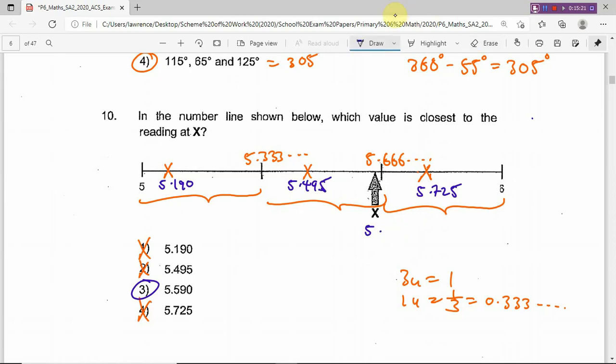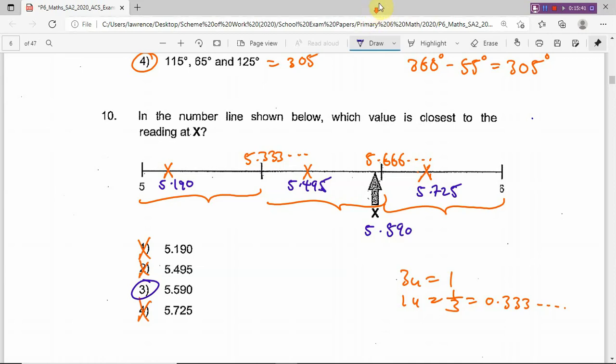So this 5.590 has to be at the arrow because it's bigger than 5.495 and it's also smaller than 5.666. So that is where the arrow is. So your answer is number 3, 5.590, which is closest to the reading.